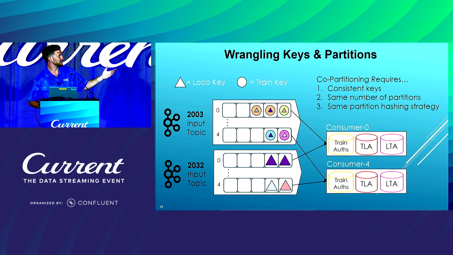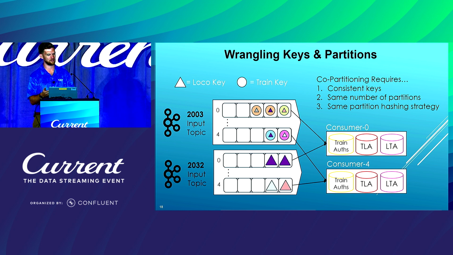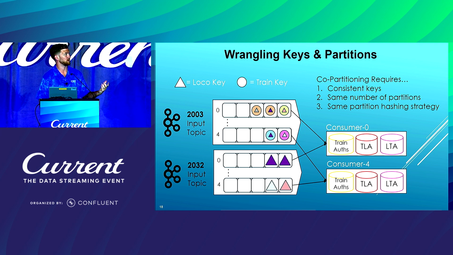The purple triangles tell a slightly different story. You can see the orange circle would be consumed into consumer 0, and its locomotive ID would also be available in there, but there's no guarantee for that. For example, the blue circle coming in on partition 4 wouldn't successfully find the loco ID in it in the LTA state store because it's being consumed by a different pod.